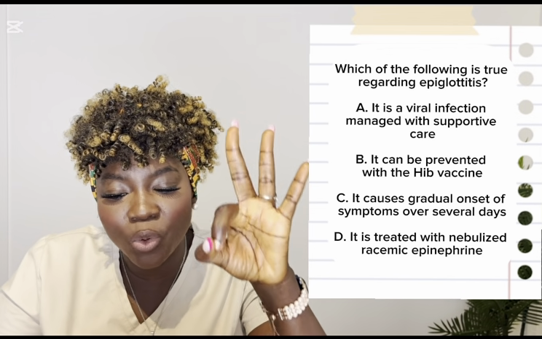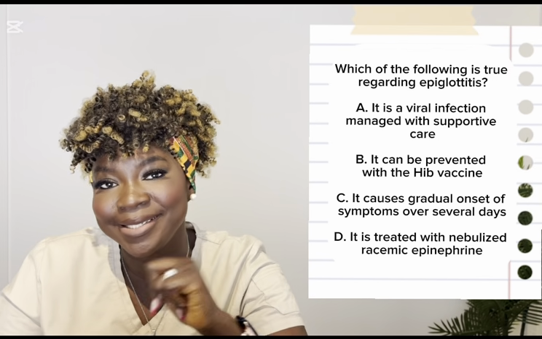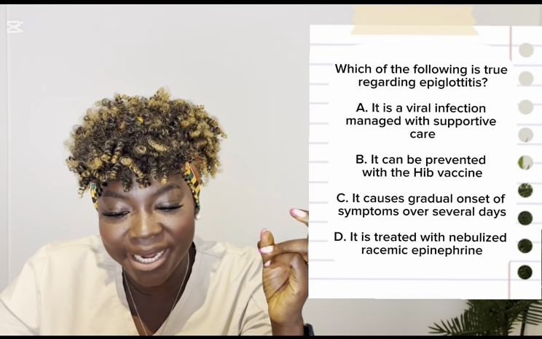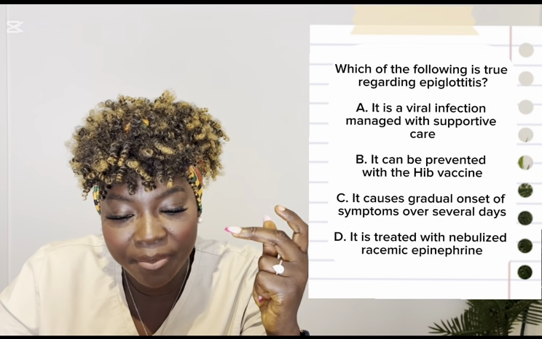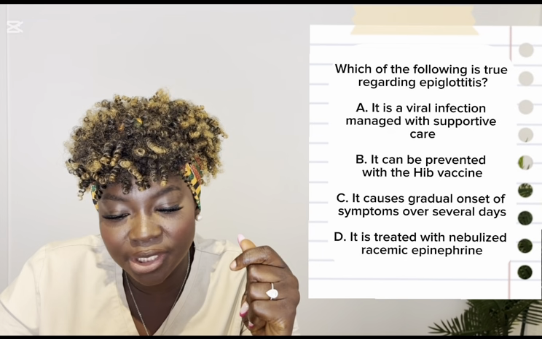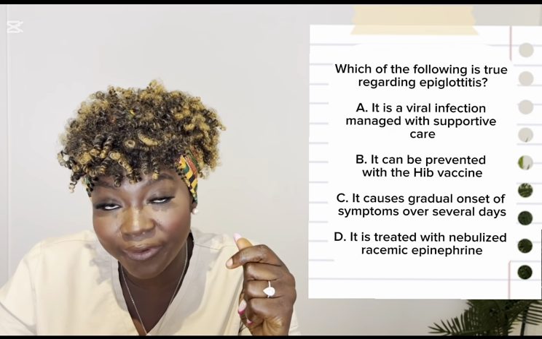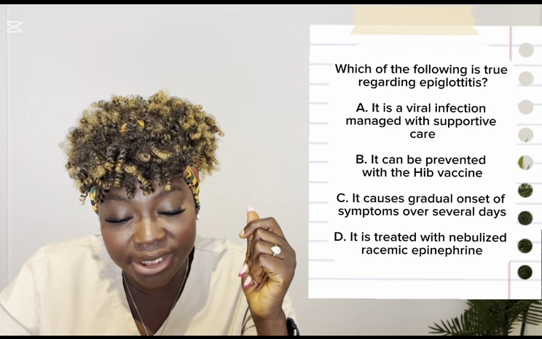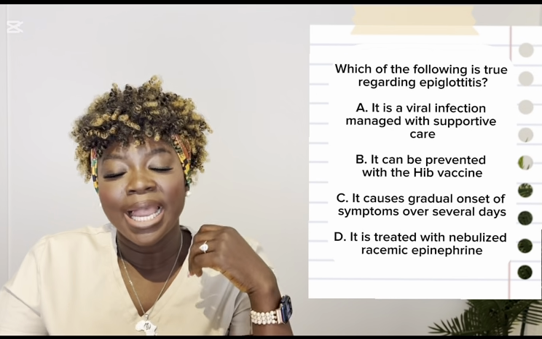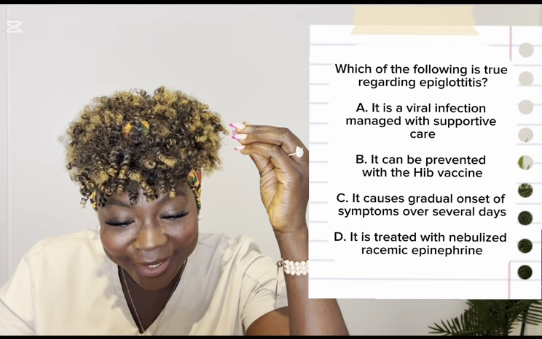Now, which of the following is true regarding epiglottitis? A, it is a viral infection managed with supportive care. B, it can be prevented with HIB vaccine. C, it causes gradual onset of symptoms over several days. D, it is treated with nebulized racemic epinephrine. Guys, the right answer here is B.